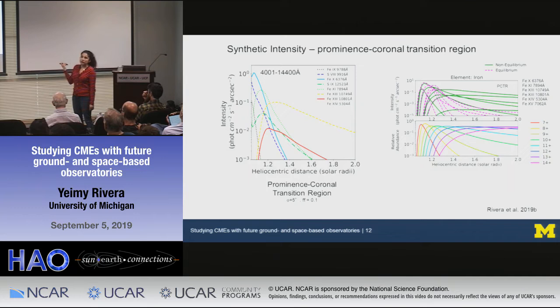And one thing that you'll notice immediately is that this plasma is ionizing very, very quickly. It's going through these ionization stages very quickly. And if you compare the non-equilibrium and equilibrium intensities generated by these lines, you can very quickly see that the ions are perpetually out of equilibrium because this is happening so quickly. And this is true not just for the iron ions that I'm showing here, but most of the ions in the PCTR are out of equilibrium.